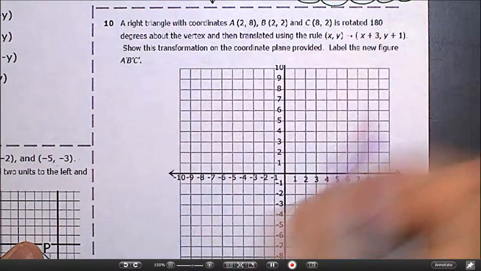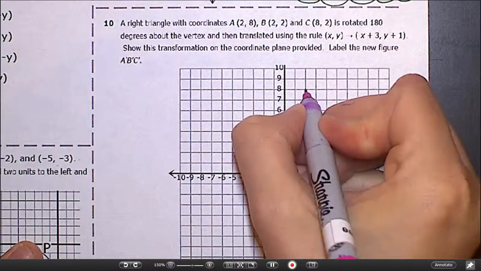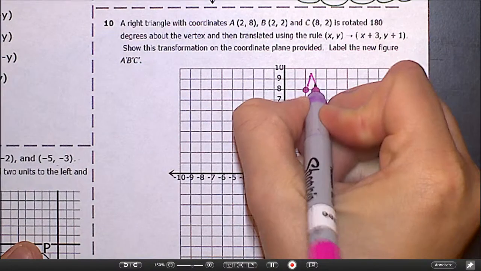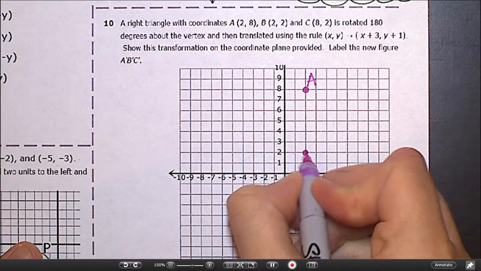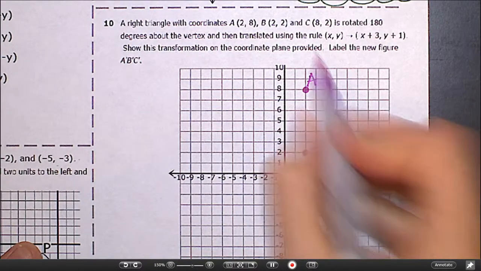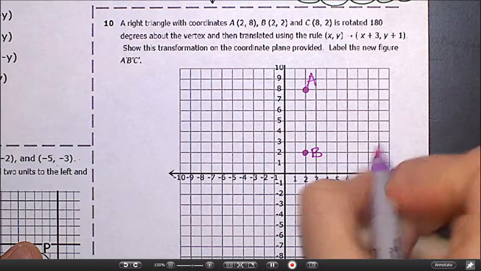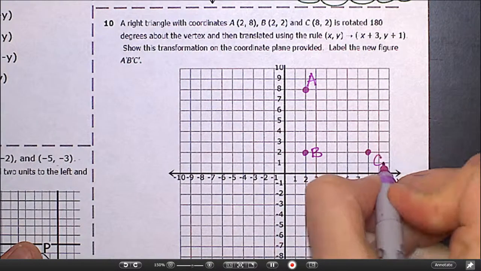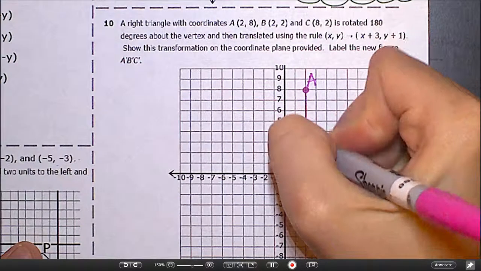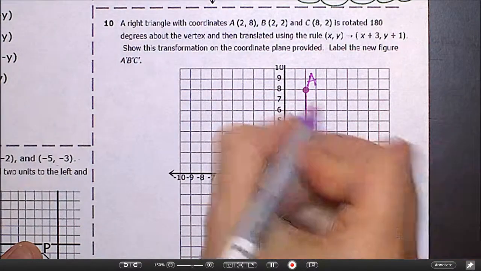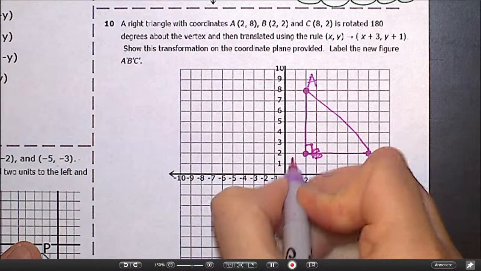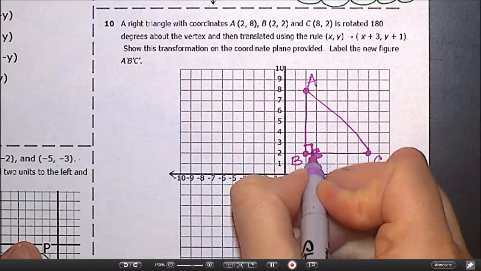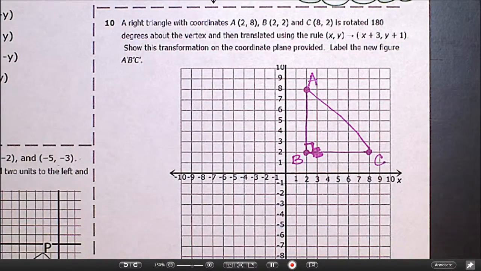So A is 2, 8. So 2, and then up 8. That's A. Then 2, 2. 2, 2 is B. And then 8, 2. So 8, 2 is C. So here is the right triangle, and this is our right angle. So really I should label B over here. ABC.